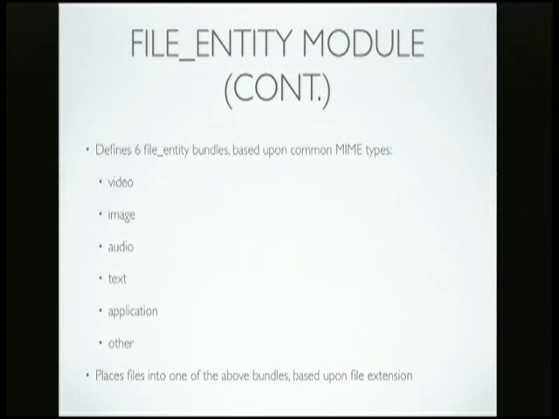First of all, it will create bundles, file bundles, which are basically different subtypes of the file entity. These are the ones that the 2.x branch will create. In the 1.x branch it creates fewer. Basically, it doesn't create the text and application bundles. But the bundles that will be created, the file types it handles, are video, image, audio, text, application, and other. If you're familiar with file MIME types, that's really the first part of the file MIME type.